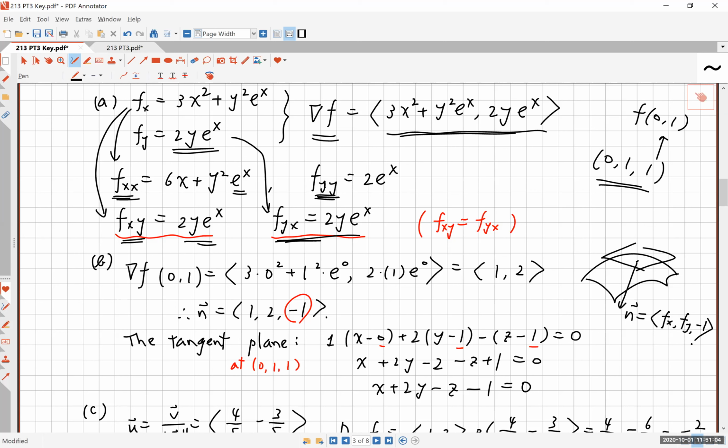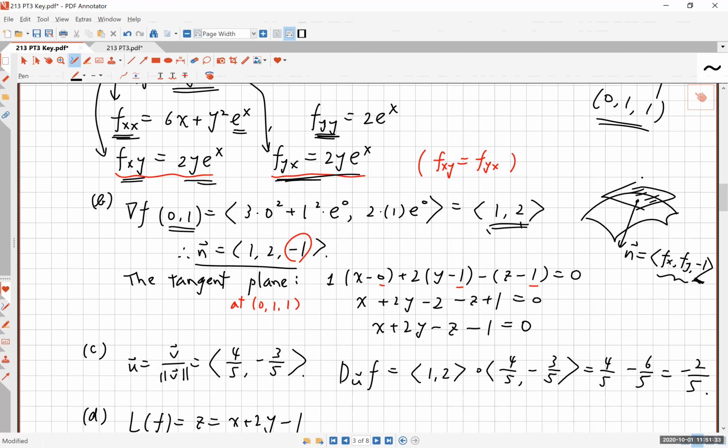So you take the gradient, which at this point, 0, 1, is 1, 2, okay? This is easy to calculate. And so a normal vector to this tangent plane and to the graph of the function f turns out to be 1, 2, and -1, okay? And so that is your normal vector. And once you have a normal vector and a point, this point happens to be 0, 1, 1, which is right here, 0, 1, 1, right?